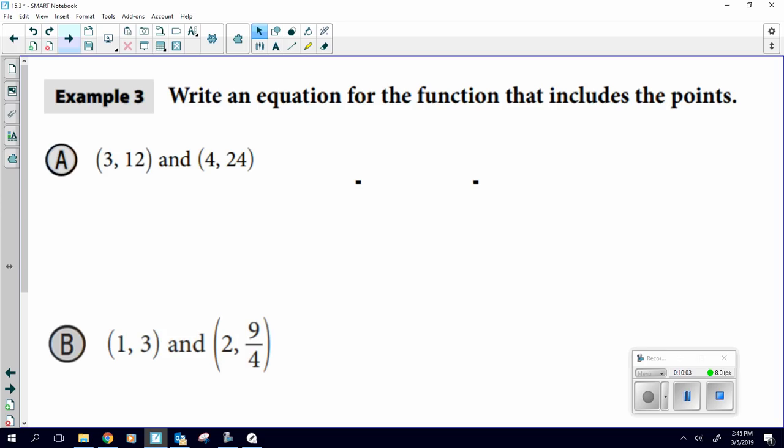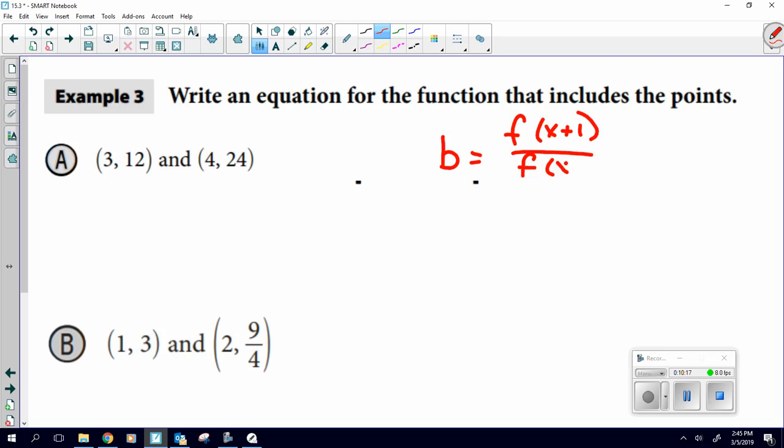The first thing we need to do is find our b. You work kind of backwards here, and I'll show you why. Remember, to find b, we take f(x+1) and divide it by f(x). So we need consecutive terms, and they've given us the third term and the fourth term. So we take 24, divide it by 12, and that gives us 2. So we know that b is equal to 2.